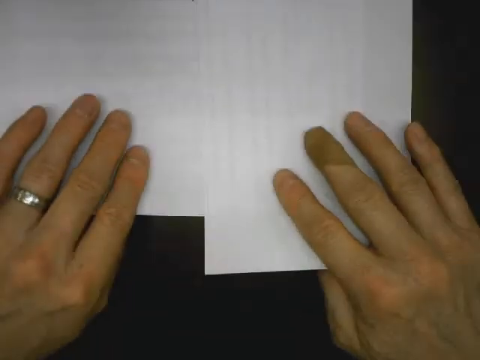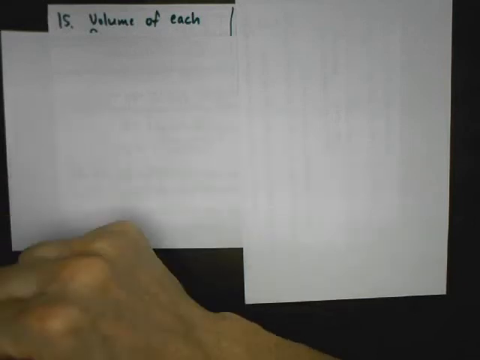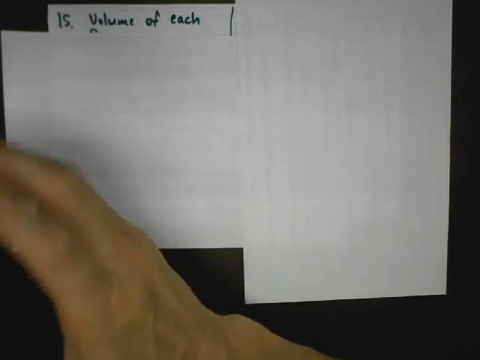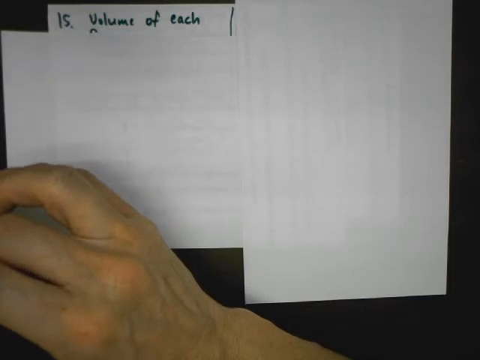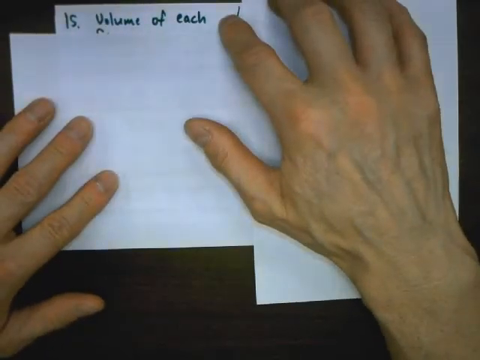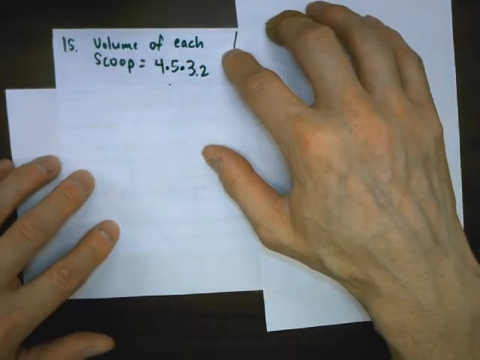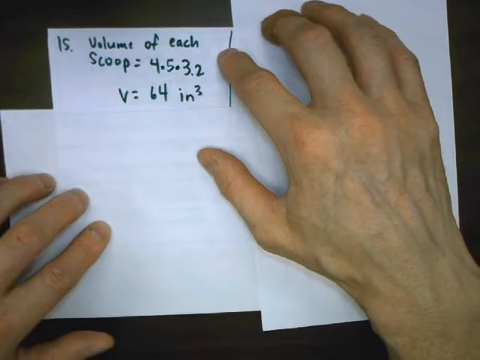So next one, 15, says Steve is using a shovel. Now every time he scoops dirt, there's a certain amount of volume, and the volume is equivalent to a rectangular prism that is 4 by 5 by 3.2 inches. So the amount of volume in each scoop is equivalent to just multiplying those 3. 4 times 5 times 3.2, you should get 64 inches cubed.